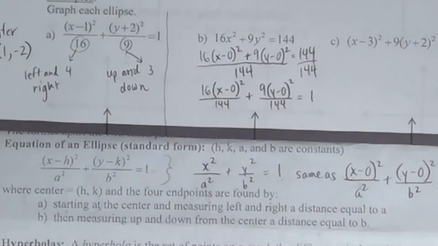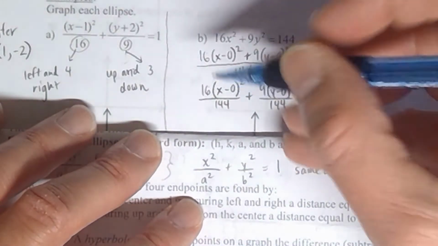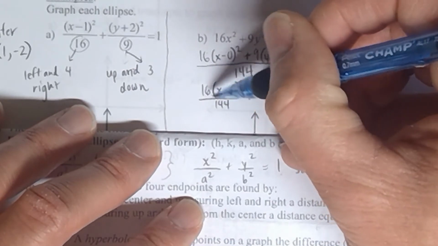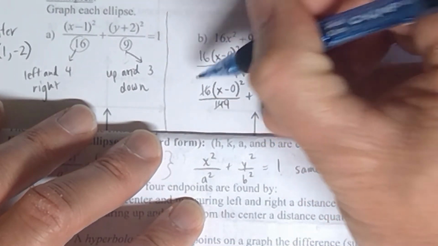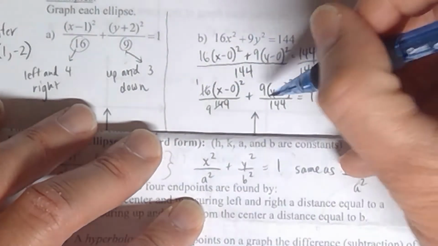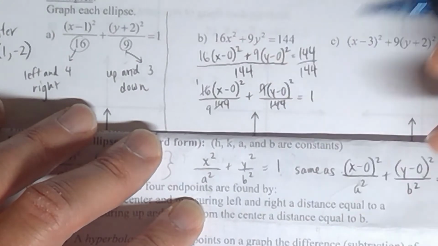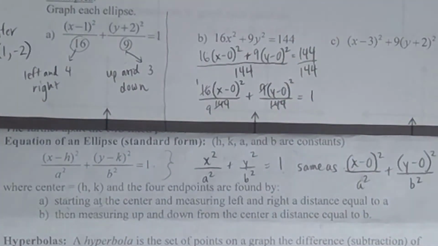It's similar to what we talked about when we talked about canceling stuff. But what you can do is cancel the 16 and that 144, and you get 1 and 9. Here you get 9. You can cancel the 9 and 144. Just don't cancel the 144 with the inside of the bracket right there.